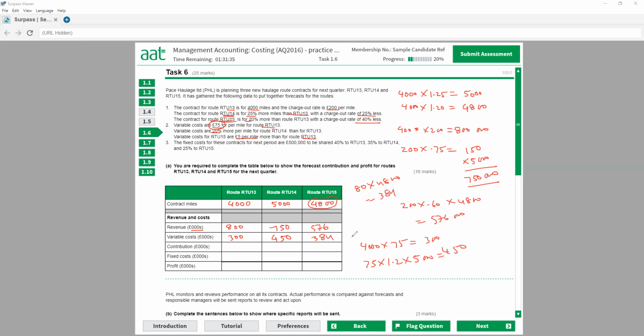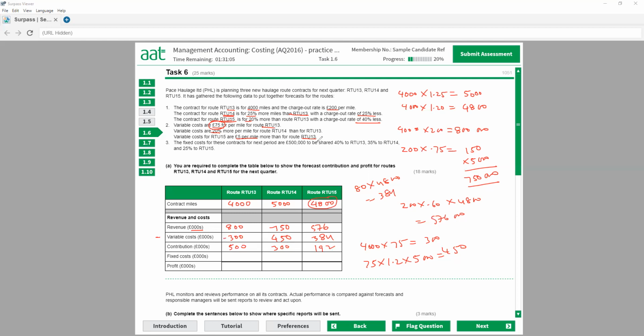All right, now we have the contribution. Contribution is basically the difference between the revenue and the variable cost. So revenue less the variable cost gives you contribution. So 800 minus 300, the contribution will be 500. Same we do for this one: 750 minus 450, 300 is the contribution. 576 minus 384 gives you contribution 192.